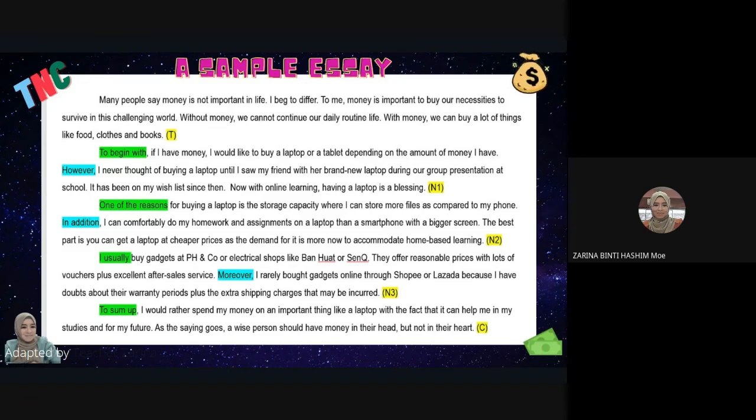As the saying goes, a wise person should have money in their head but not in their heart. I mean, as people always say, when it comes to money, not to follow your instinct but follow what is needed to buy something with the money. If you follow your heart, of course you want to buy a lot of other things that are not important. That means try to use your money wisely. So those are the paragraphs in part 2.